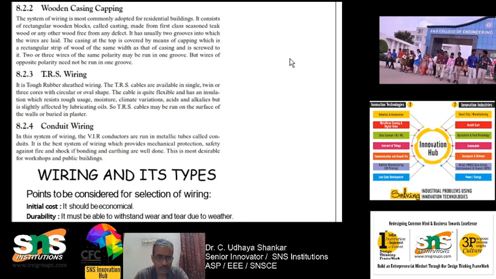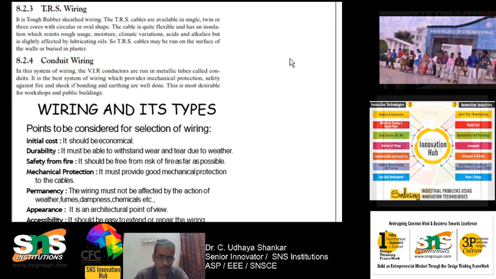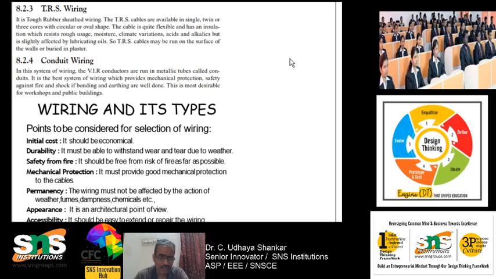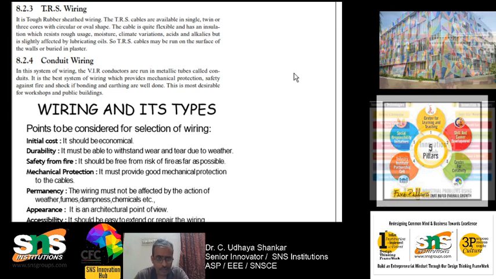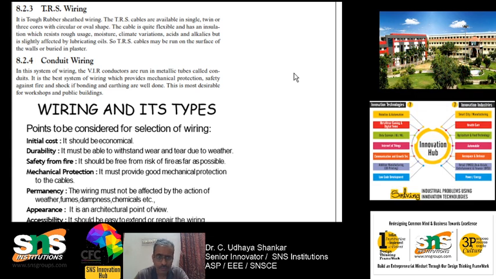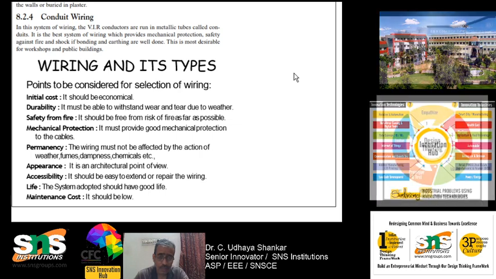But the wires of opposite polarity need not be run in one groove. Next is TRS. TRS is nothing but the tough rubber sheath wiring, and the cable is quite flexible, and it resists rough usage, moisture, and climate variations. TRS cables may run on the surface of walls, and can also be buried in the plaster. This is also used nowadays in a few residential buildings.